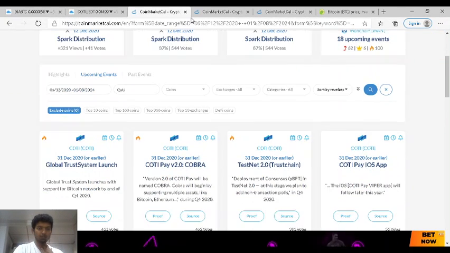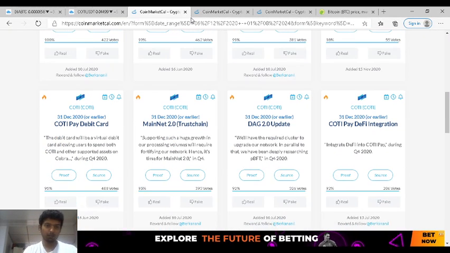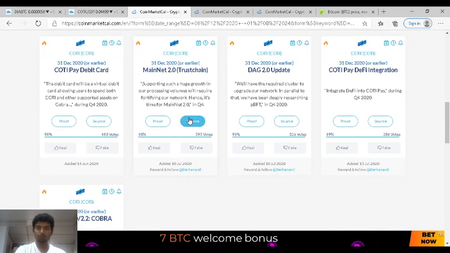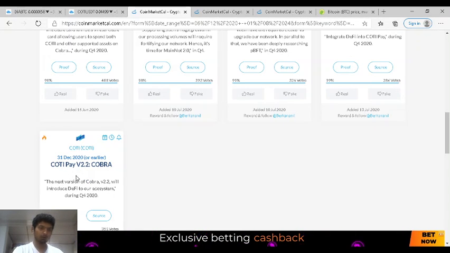And for COTI, we have a whole lot of news coming up: mainnet launches, debit card launch, DeFi integration, COTI Pay version 2, Cobra, which is kind of like your Visa. Basically, you can pay with it.